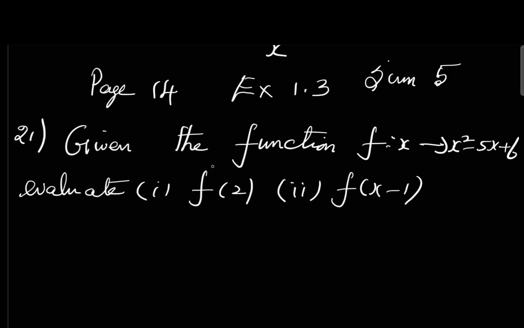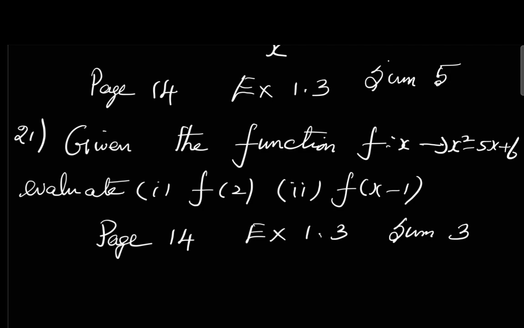See the next sum. Given the function f from x to x square minus 5x plus 6. So x is mapped onto this equation. So evaluate, find the value of f of 2. Replace x as 2, and f of x minus 1. Replace x as x minus 1 and you calculate and write. It is in page 14. Exercise 1.3, sum number 3.